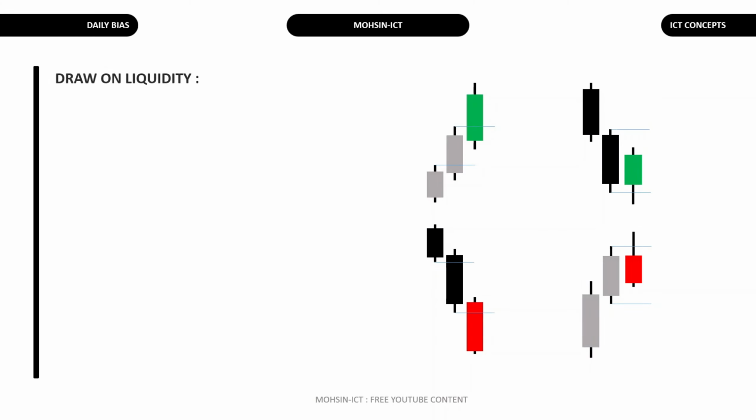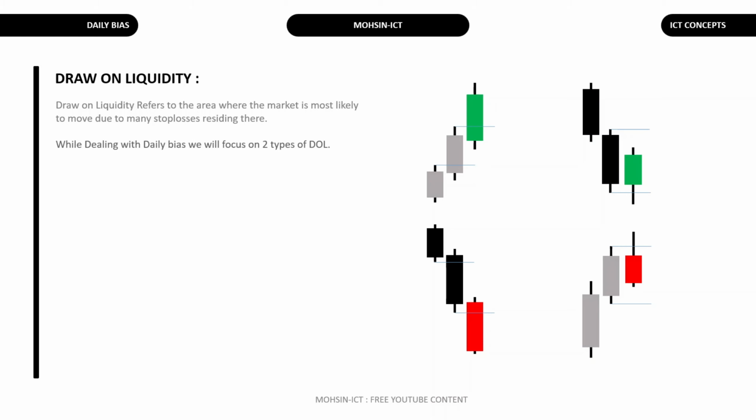Our very first step is drawn liquidity. Drawn liquidity refers to the area where the market is most likely to move due to many stop losses residing there. While dealing with daily bias, we will focus on two types of drawn liquidity: previous day's high or low and daily highs or lows.